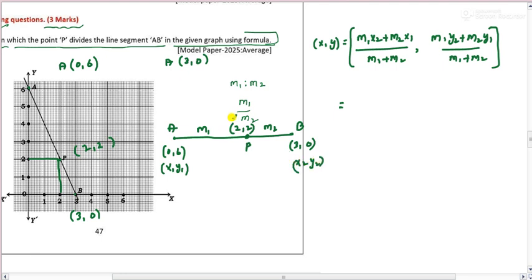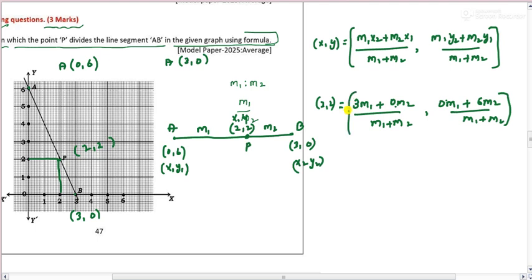Okay, and xy is 2 comma 2. So I'll write here 2 comma 2. Substitute the values. M1 we don't know, but we know x2, it is 3, m1 plus m2. What about x1? It is 0, so 0 times m2, again over m1 plus m2. Here y2 is how much? It is again 0, so 0 into m1 plus y1, which is 6, m2, divided by m1 plus m2.